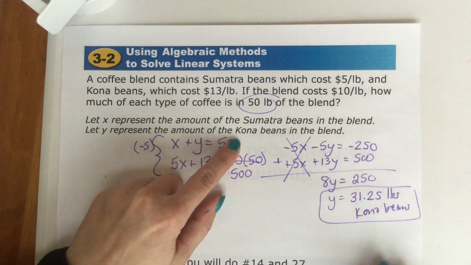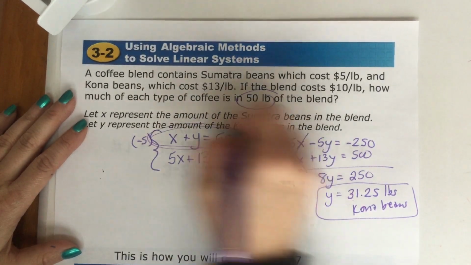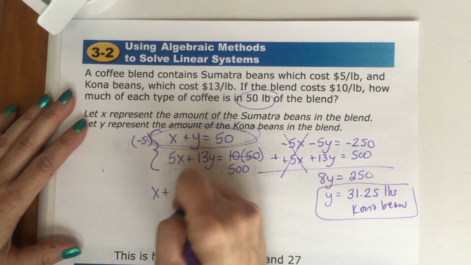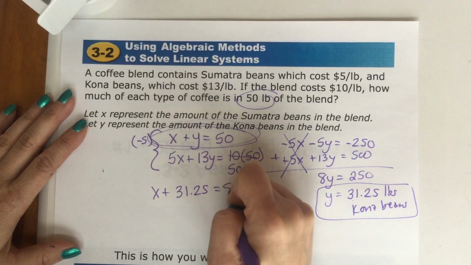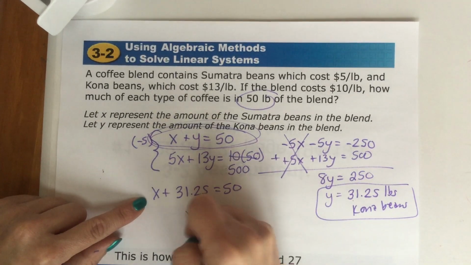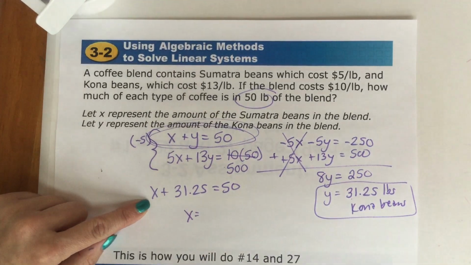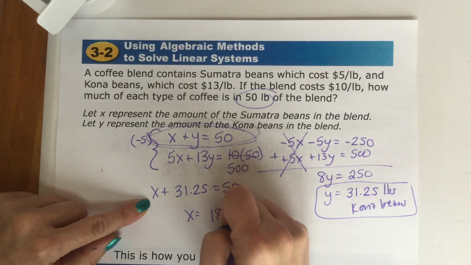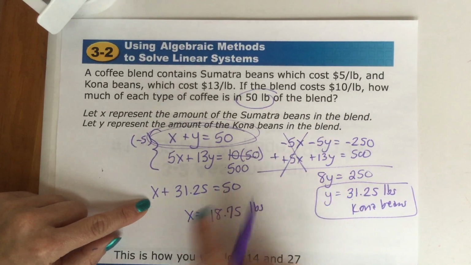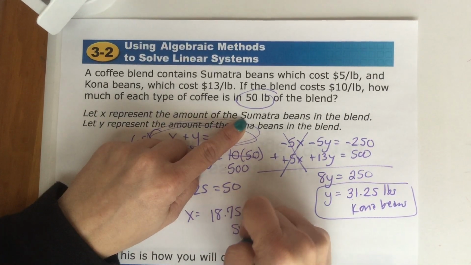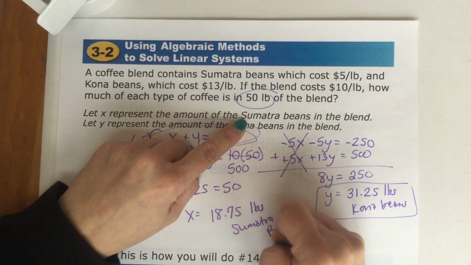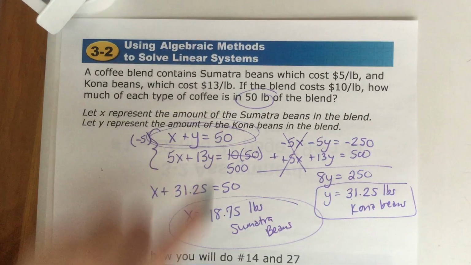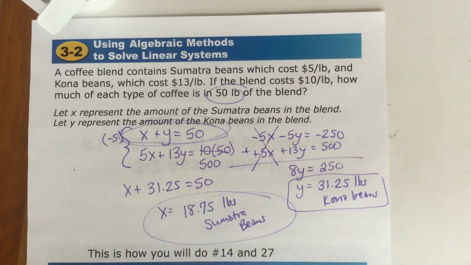Now to find out X, I'm going to go to this one. So X plus 31.25 has to equal 50. So to solve for X, I just need to minus the 31.25 over. So 50 minus 31.25, I need 18.75 pounds. X is the amount of Sumatra beans. So folks, that's the kind of coffee you would want to buy if you want your blend to cost $10 per pound.